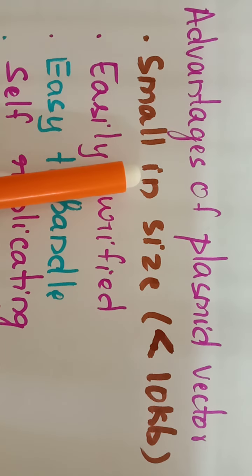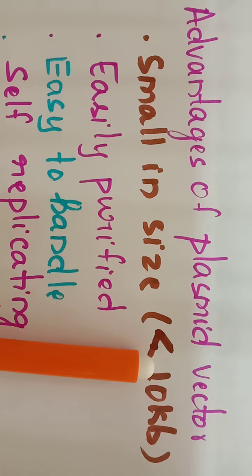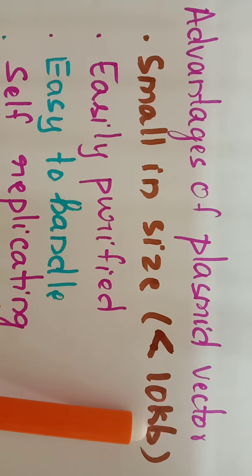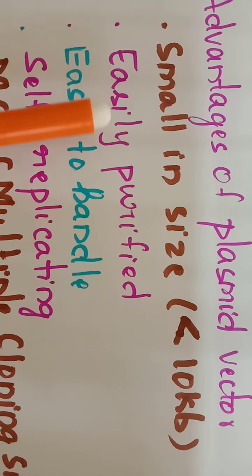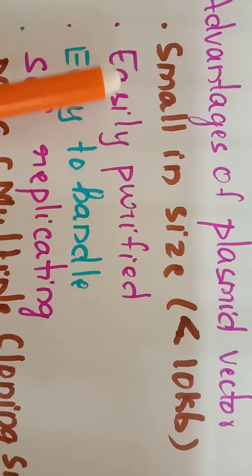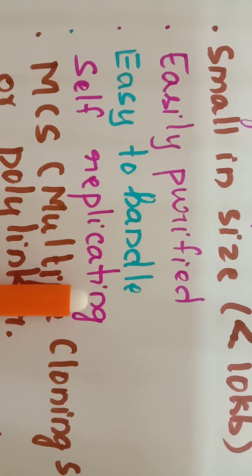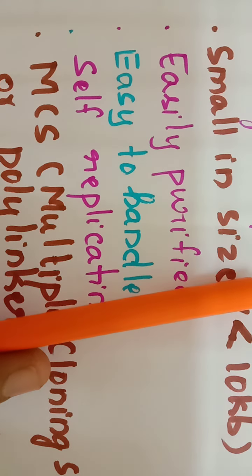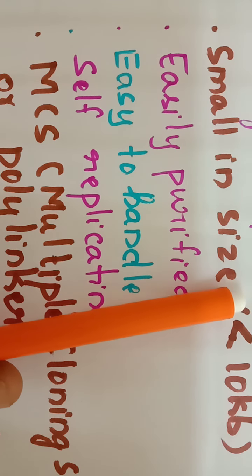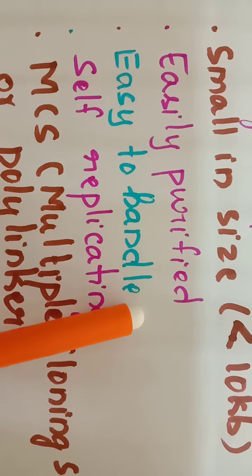First thing is, it is small in size. Plasmid vectors are less than 10 kilo base pair, and they can be easily purified. Third, they are easy to handle, and they are self-replicating. Why are we using a plasmid as a cloning vector? Because they are small in size, can be easily purified, easy to handle, and self-replicating.